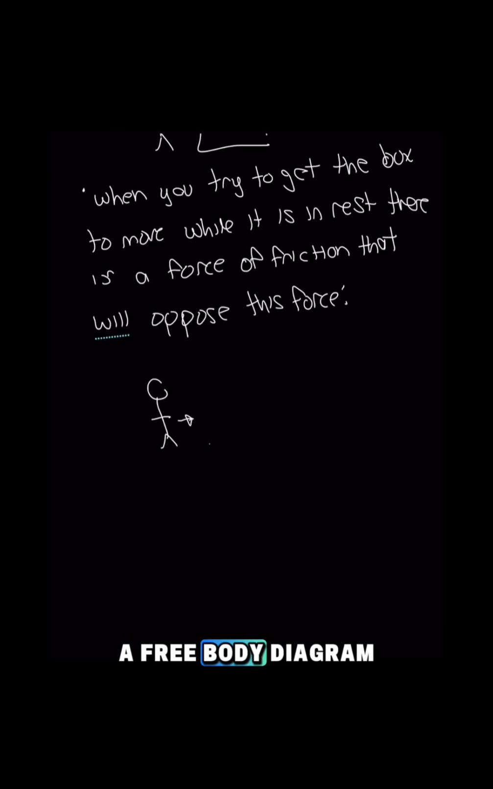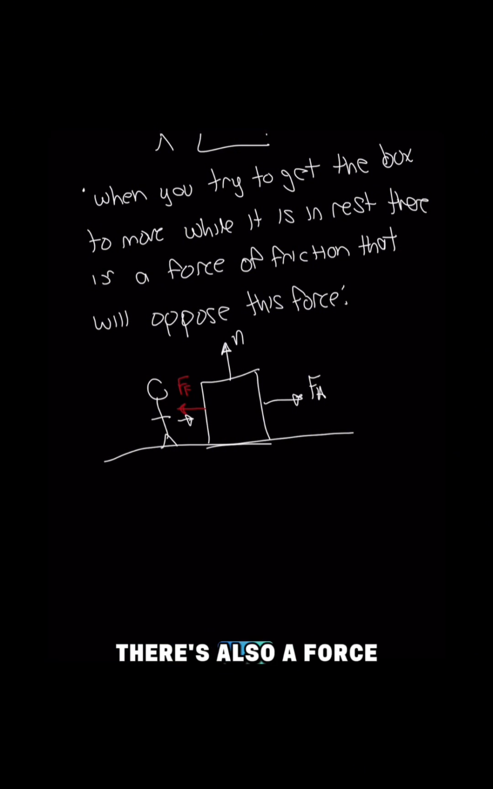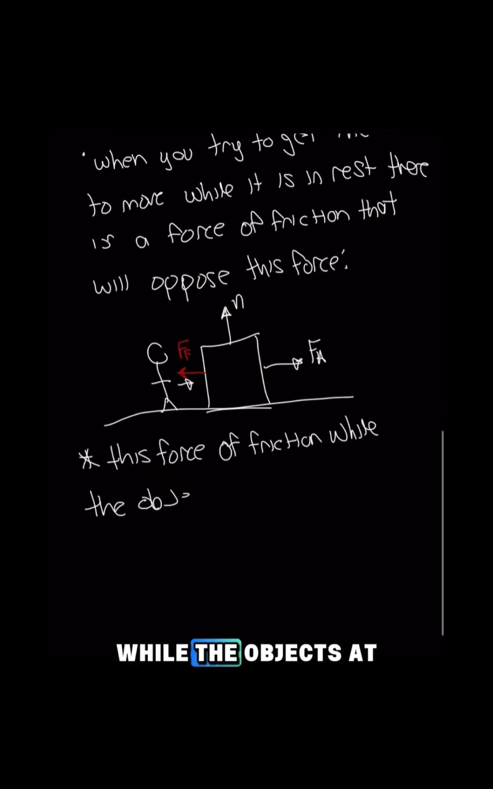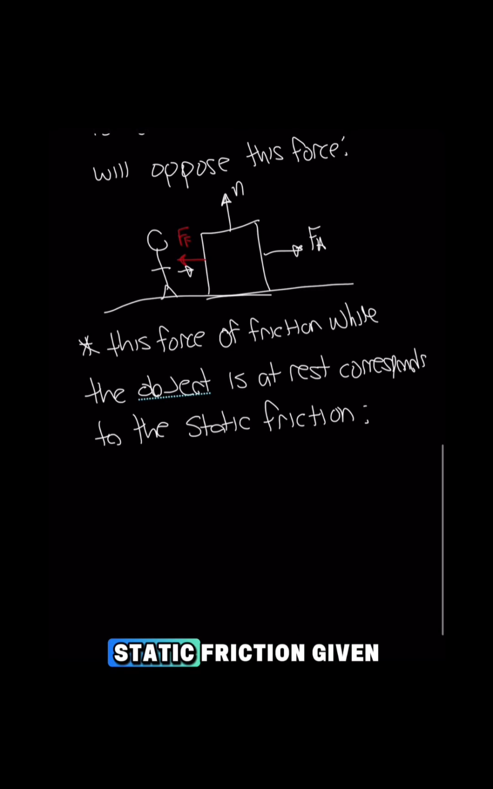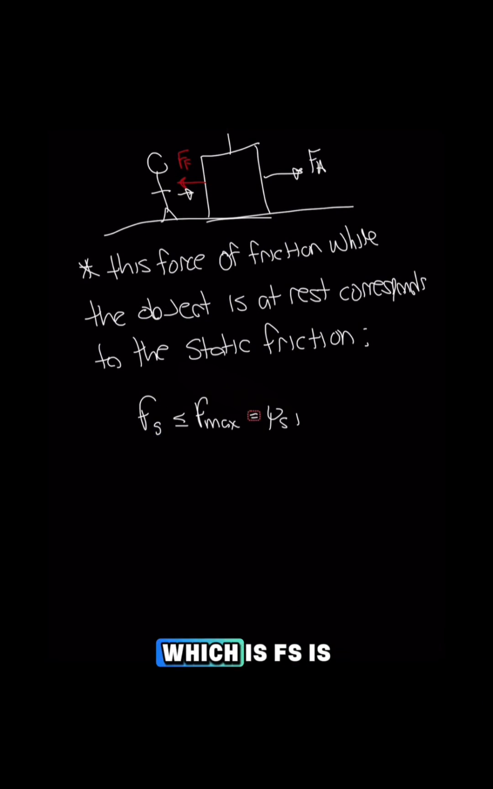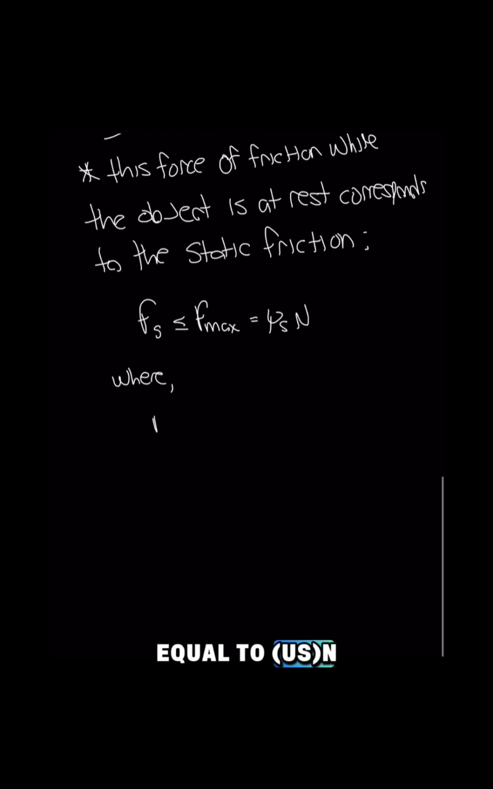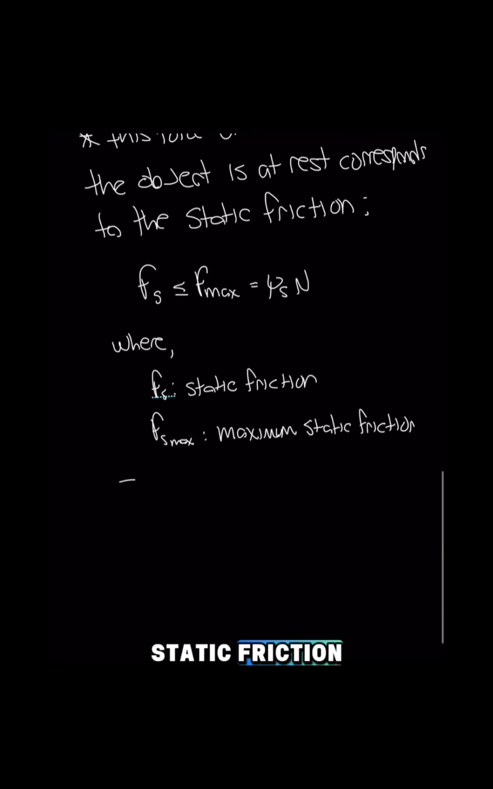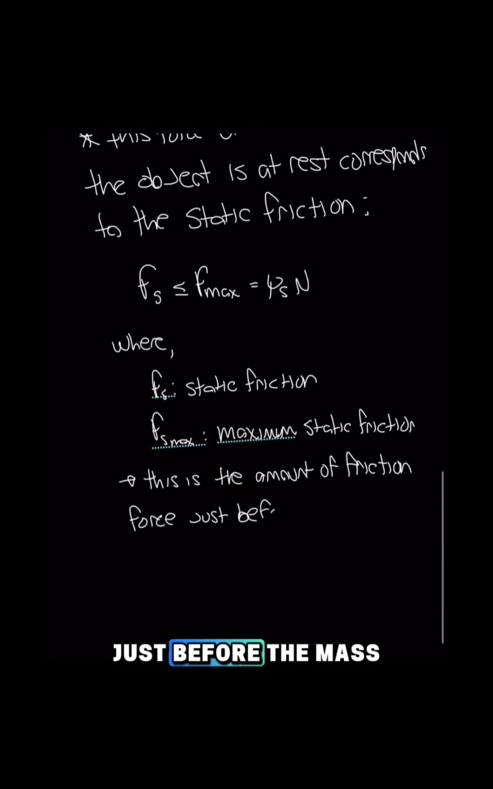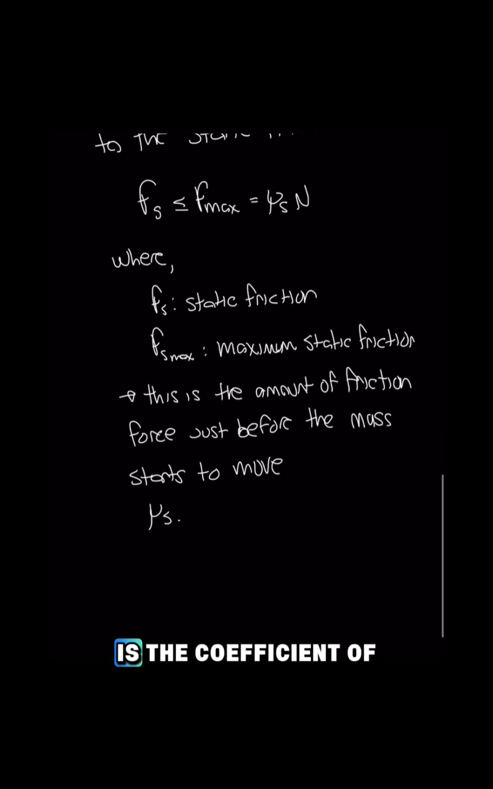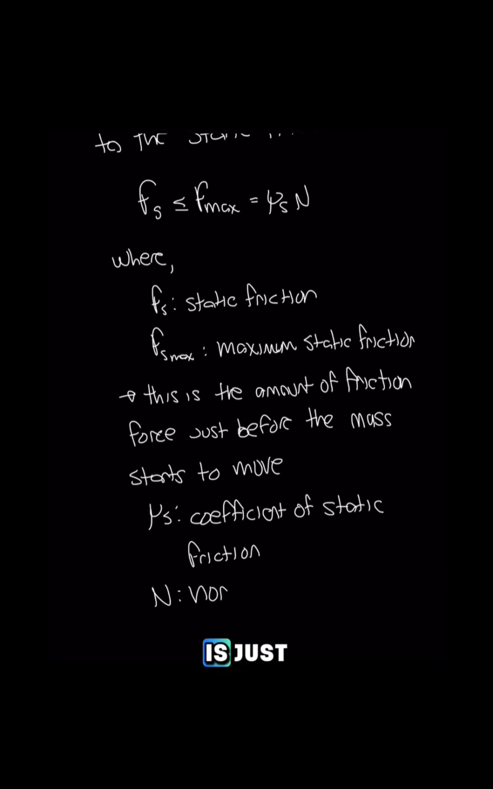So if I draw a free body diagram here with the force applied, there's also a force of friction that will oppose this force. This force of friction while the object's at rest corresponds to the static friction, given by this equation here, which is Fs is less than or equal to Fs max, which is equal to mu_s N, where Fs just means the static friction, and Fs max is the maximum static friction. This is the maximum amount of force just before the mass will start to move. mu_s is the coefficient of static friction, and N is just the normal force.